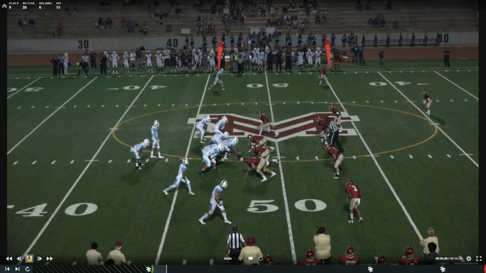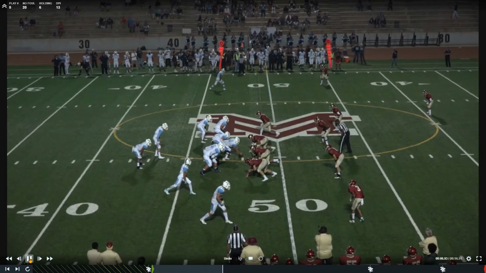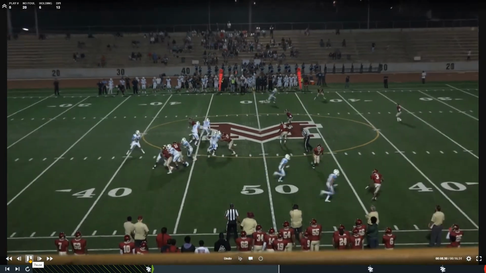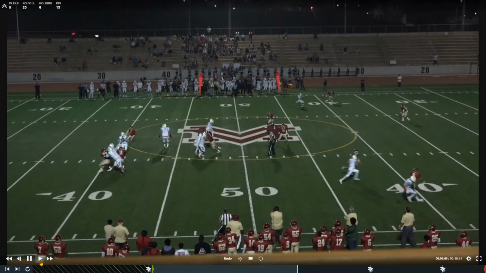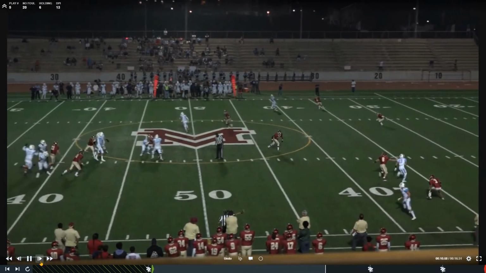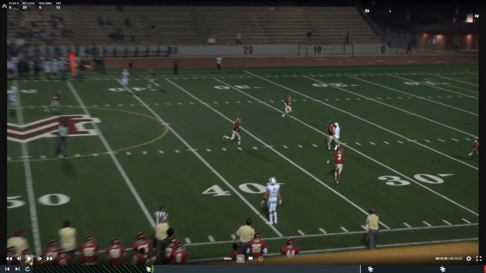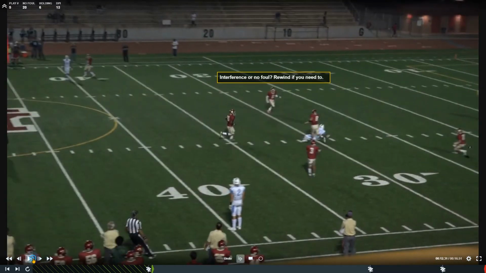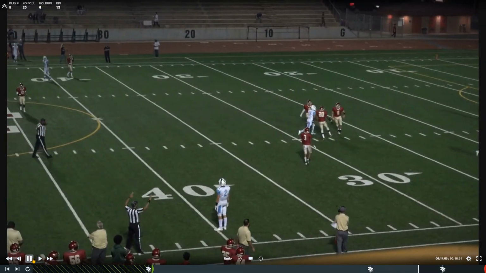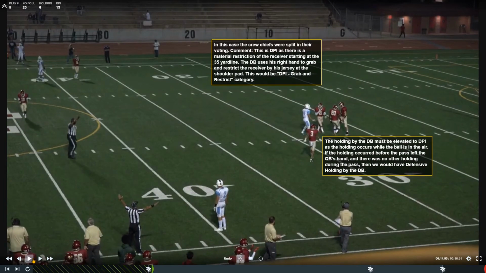When you see that jersey stretch out like that, that is a restriction. And he's got him. He's definitely keeping him from where he wants to go. Yeah, the ball's there. And I think that's probably the reason that some of the white hats said that it wasn't DPI. But in my mind, this is DPI all day.